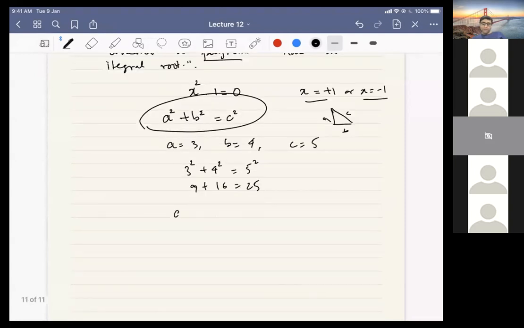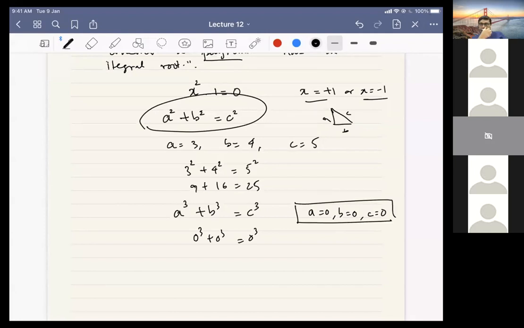Now, suppose I have an equation a to the power 3 plus b to the power 3 equal to c to the power 3. Instead of squares, I have cubes. Is there any solution to this equation where the only possible values of a, b, and c are integers? Negative integers, positive integers, zero, it does not matter. There is one simple solution which we call the trivial solution: a equal to zero, b equal to zero, c equal to zero, because zero cubed plus zero cubed is zero cubed. But this is a trivial solution. Are there any non-trivial integral solutions to this polynomial?